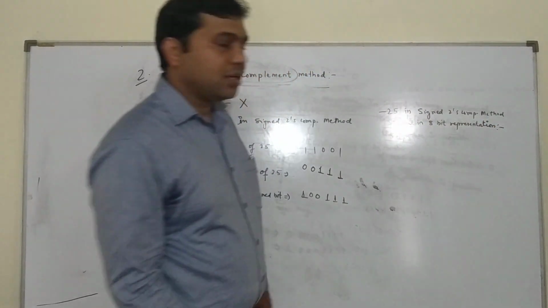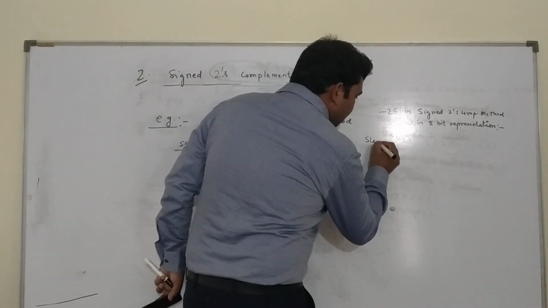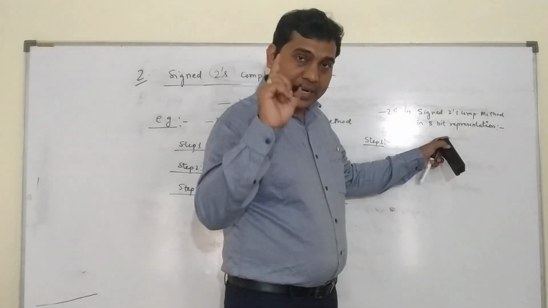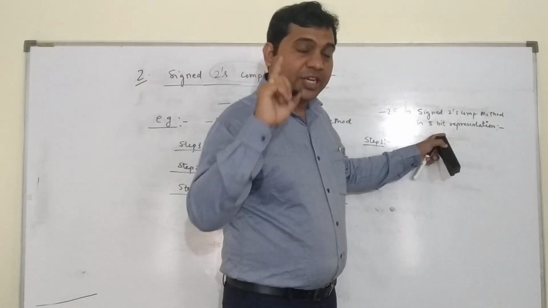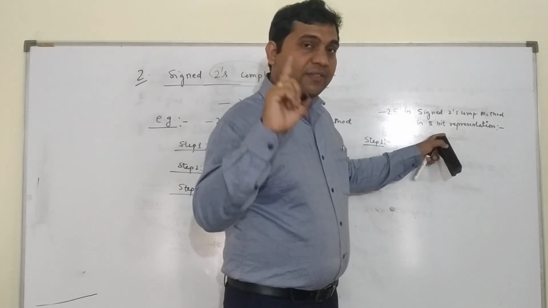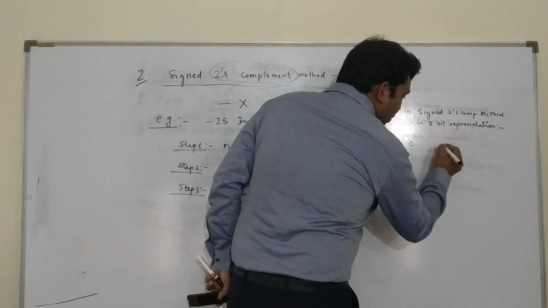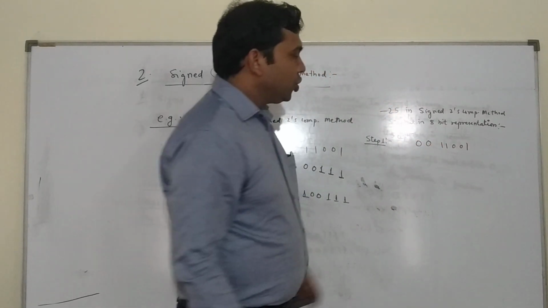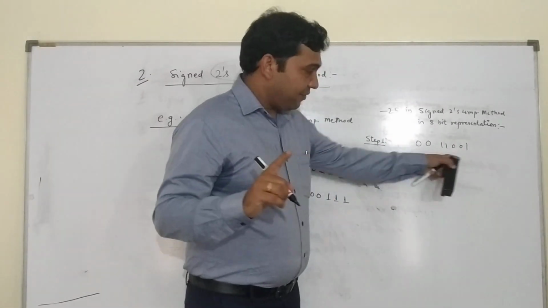8-bit representation. How to write that? Again, step 1. Since it's an 8-bit representation, 1 bit is reserved for the sign. So we need to write 25 in 7-bit. So how to write 25 in 7-bit? There are two more zeros here. So this is plus 25. This is 25 in 7-bit.